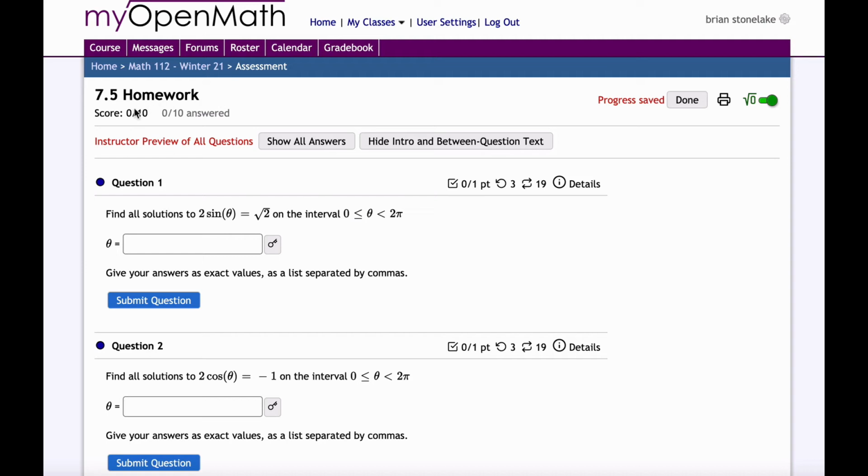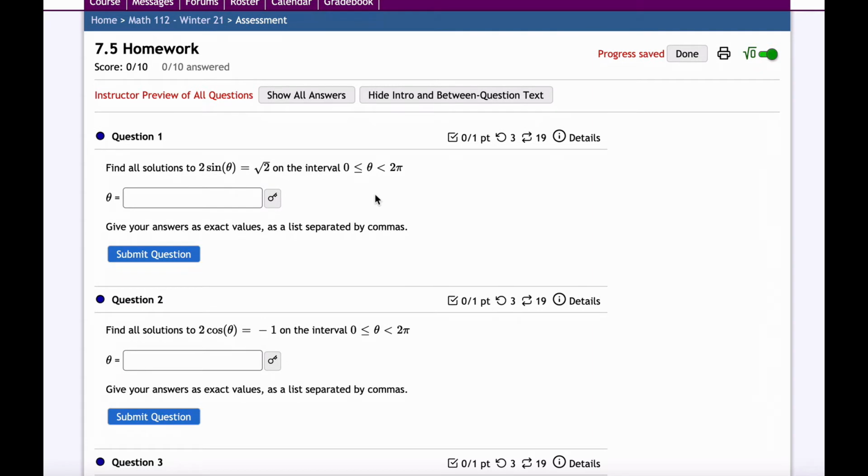All right, 7-5 homework, 10 questions. I think what you'll see is they increase in difficulty as you go for the most part. The first few should be pretty straightforward. We have 2 times the sine of some angle equals the square root of 2. And we're supposed to find solutions that are in between 0 and 2 pi.